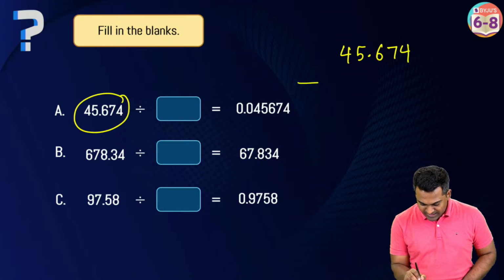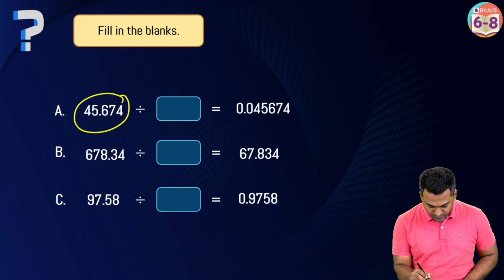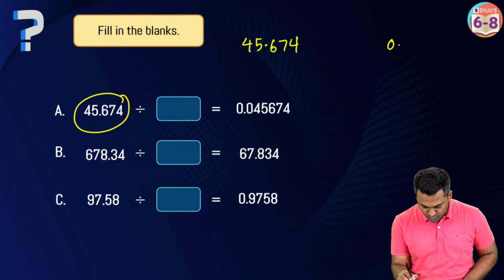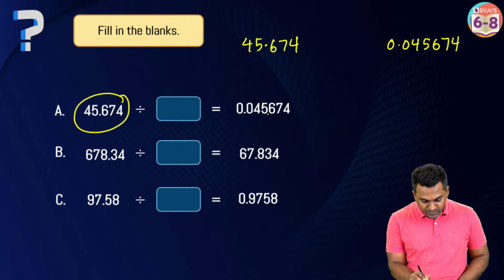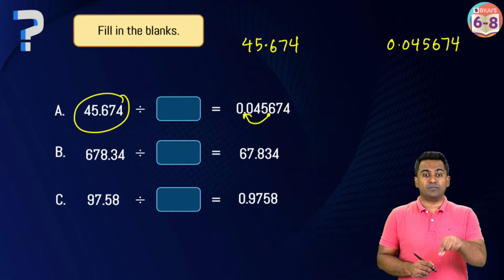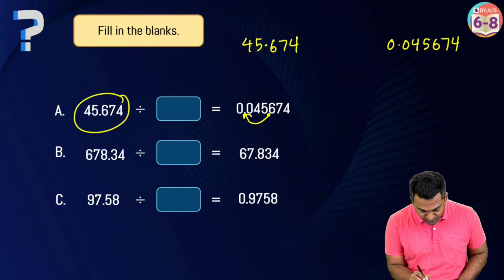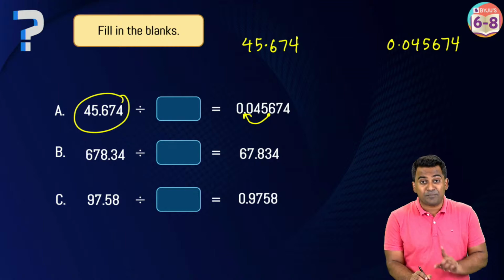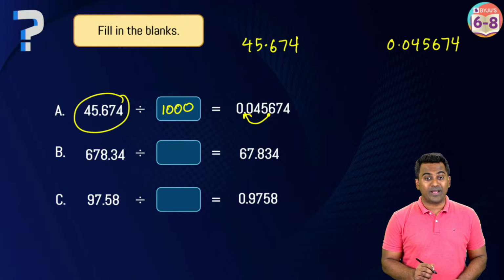45.674, you know, this has become what? Let me just write it over here. 45.674 has become 0.045674. So the decimal point has moved from here to here. How many places has it moved to the left hand side? It has moved from 45 point to here. 3 places to the left, right? So you will divide it by 1000.